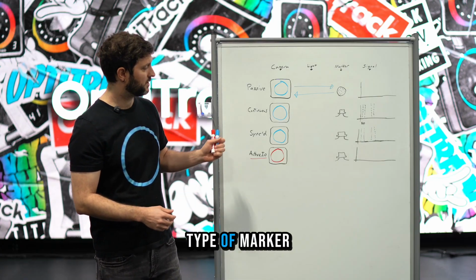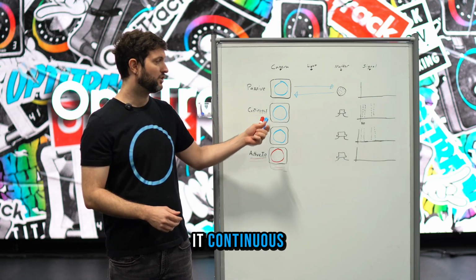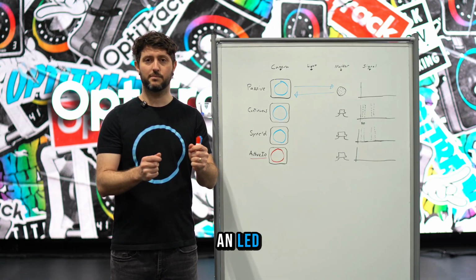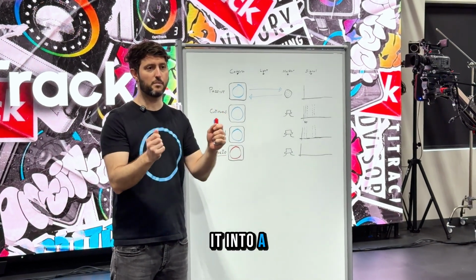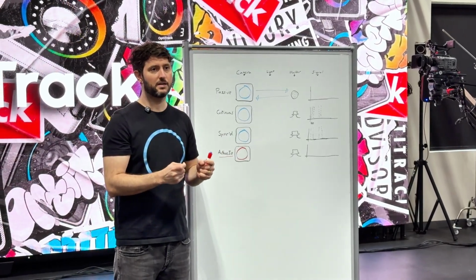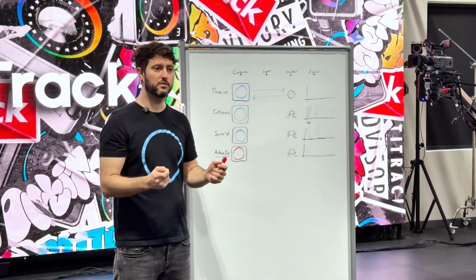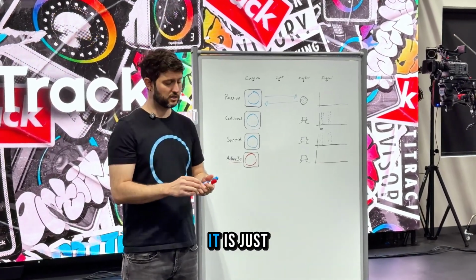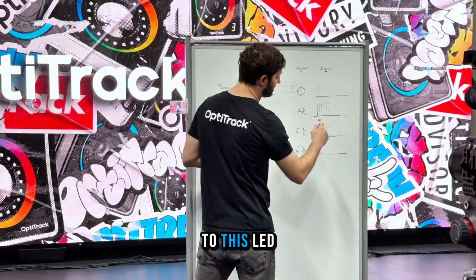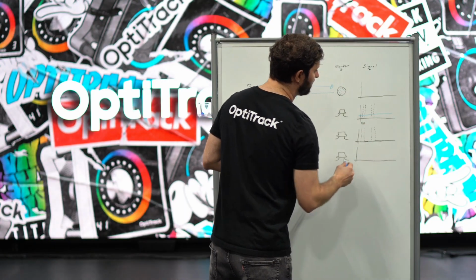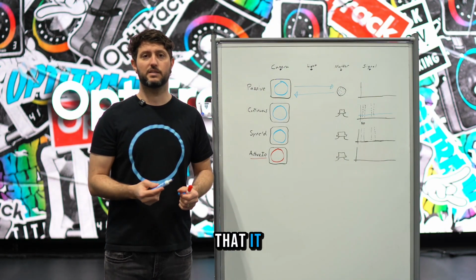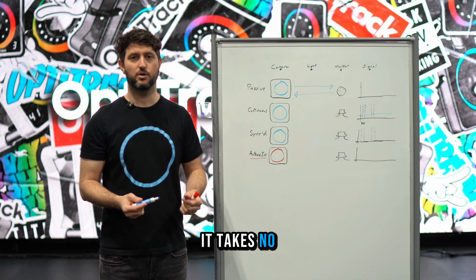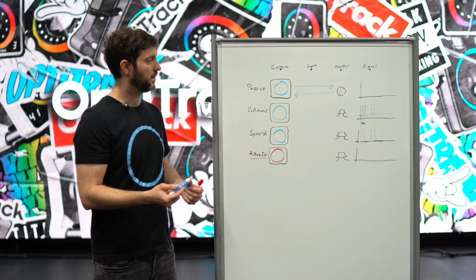So the next type of marker is called, I'm going to call it continuous. So with continuous, you can basically think of this as you have an LED, an infrared LED, and you plug it into a battery. So the battery is not pulsing the signal at all. It's not doing anything special with the electricity. It is just continuously giving power to this LED. So the benefit of it is that these are really easy to set up. I mean, you could just do it with a battery and an LED. It takes no kind of technical knowledge.